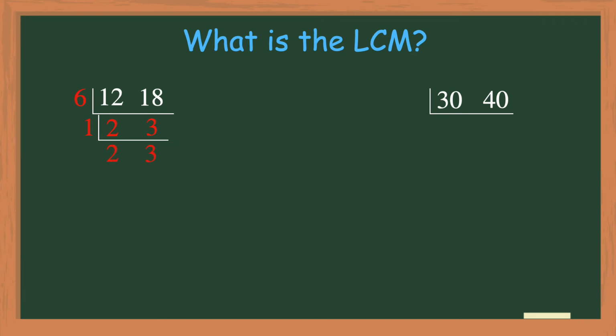Now I am done factoring. I will multiply the factors on the outside of the ladder. 6 times 1 times 2 times 3 is 36. So the LCM of 12 and 18 is 36.